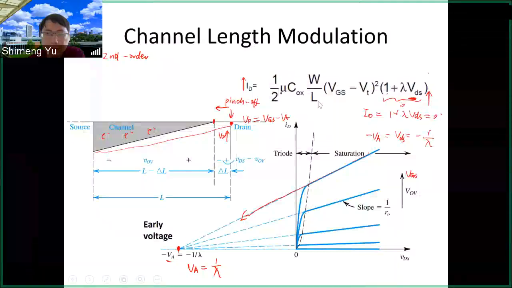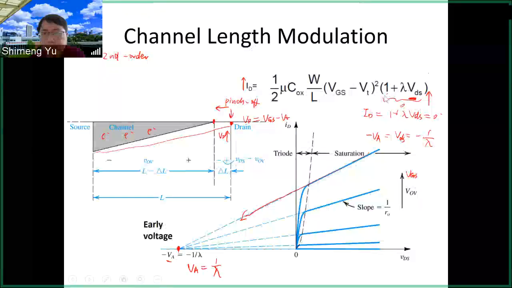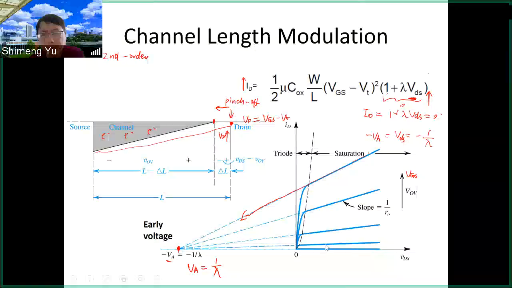The reason is that in the digital circuit, this channel length modulation effect does not matter too much. Because we are going to learn in the next couple of slides, for example in the digital inverter, when we turn on the transistor, we only care whether the transistor is on or off.